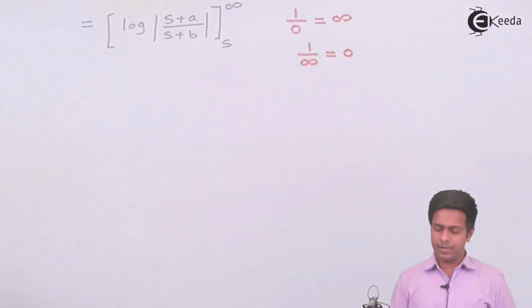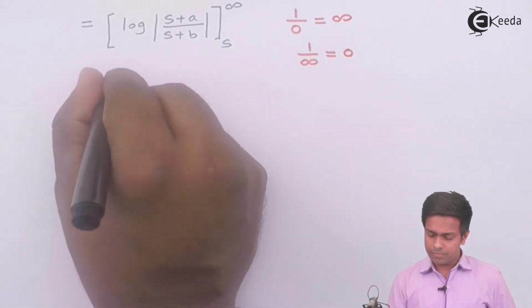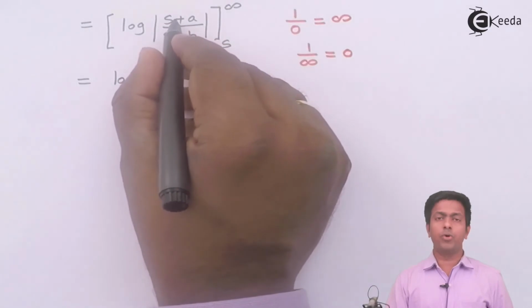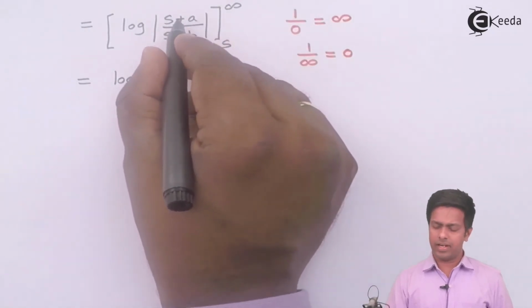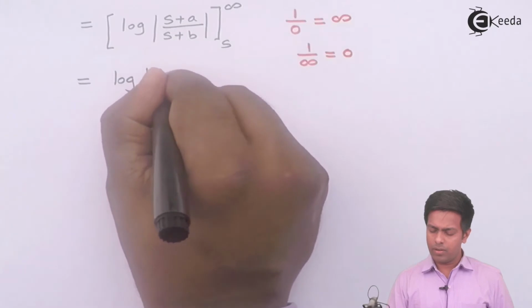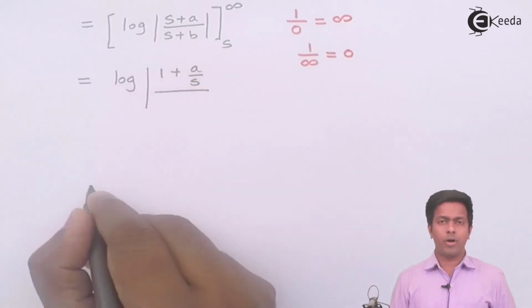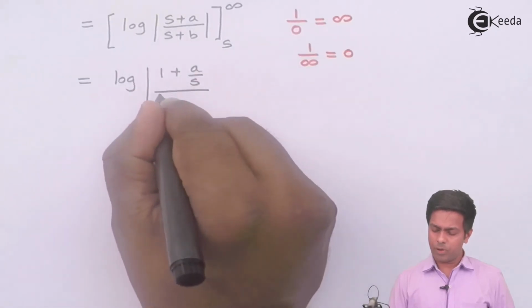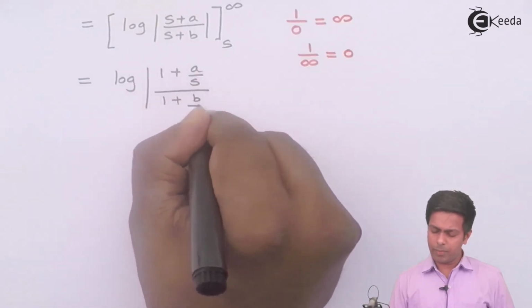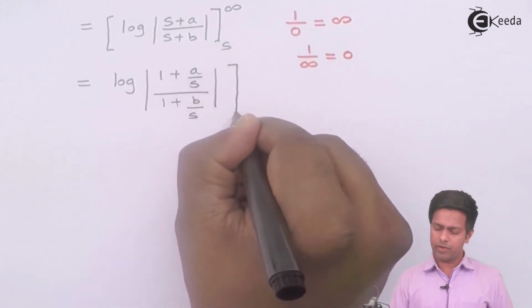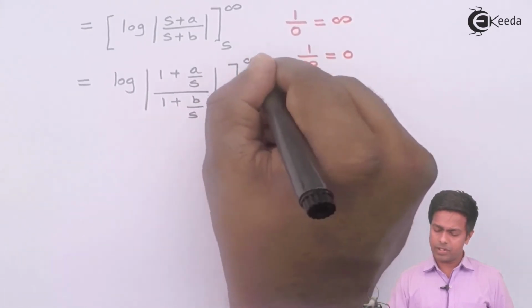So here we will get log of, if I divide numerator by s, I will get s upon s, 1 plus a upon s, upon, here I'll get s upon s, 1 plus b upon s. So here I have divided numerator and denominator by s, and the limit is from s to infinity.